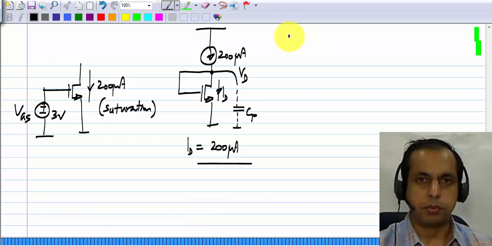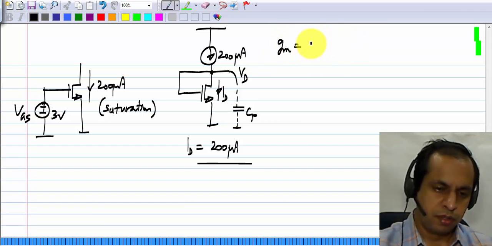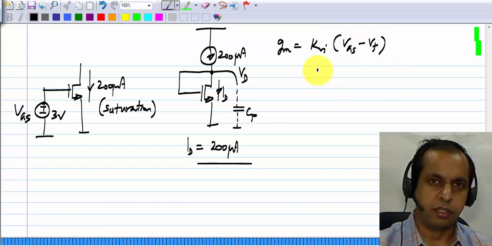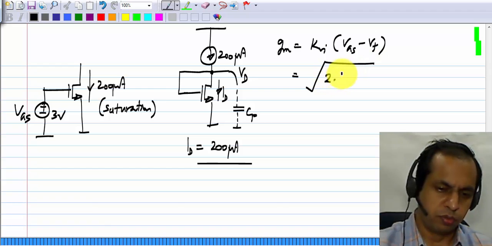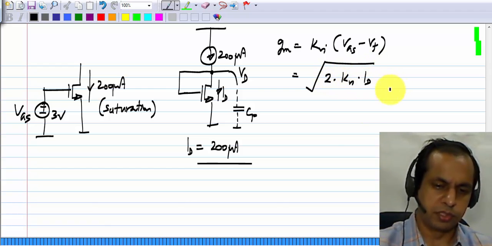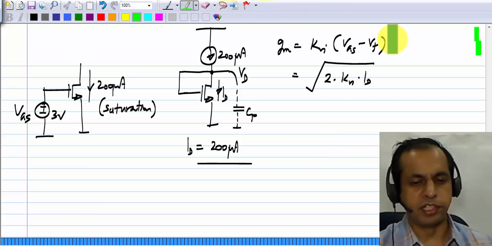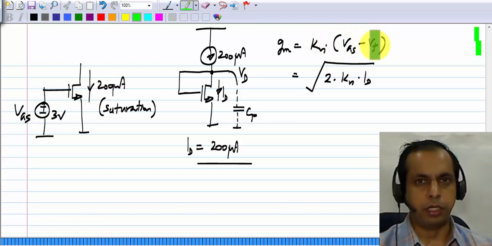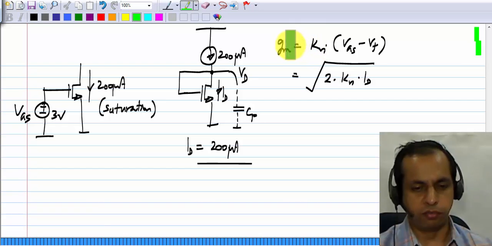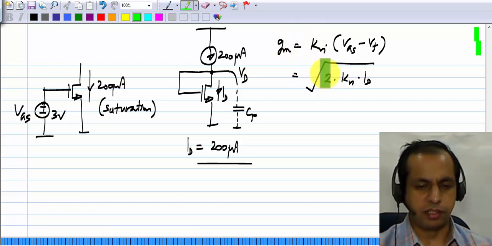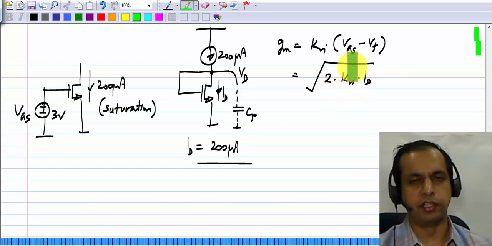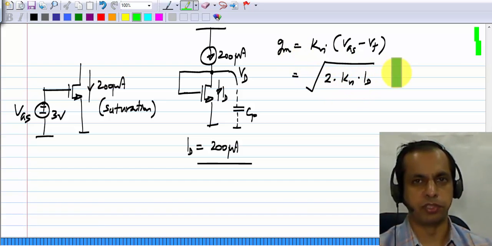We've already worked out the expressions for GM: Kn, the current factor, times VGS minus VT, or square root of 2 times Kn times the drain current. The first expression is useful when VGS is constant. Then you can see that VT will directly influence GM and also Kn will directly influence GM. Whereas in the second case, which is useful when ID is kept constant, you see that GM is dependent on the square root of the current factor. So if current factor changes by 10%, GM changes only by 5%.